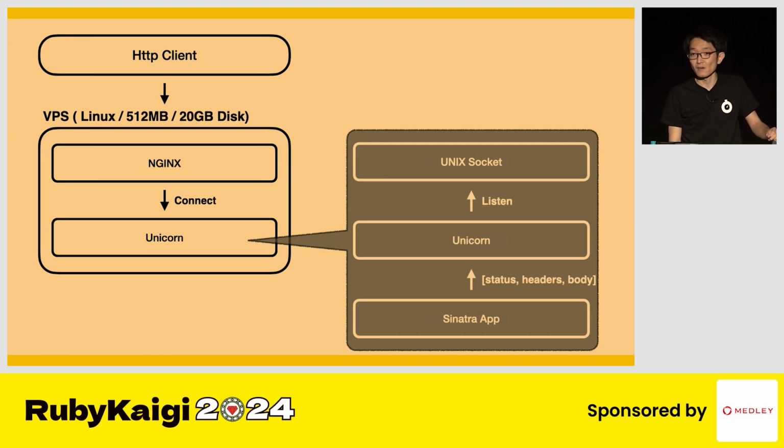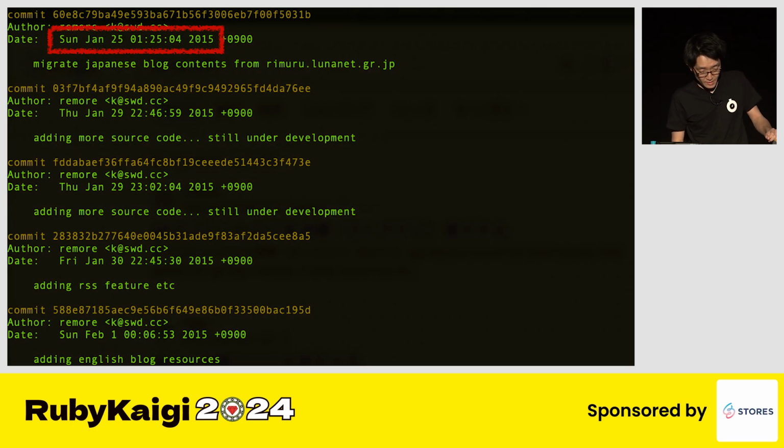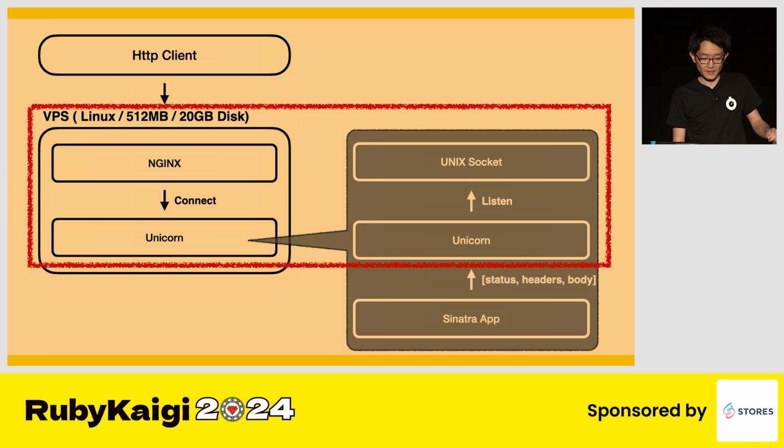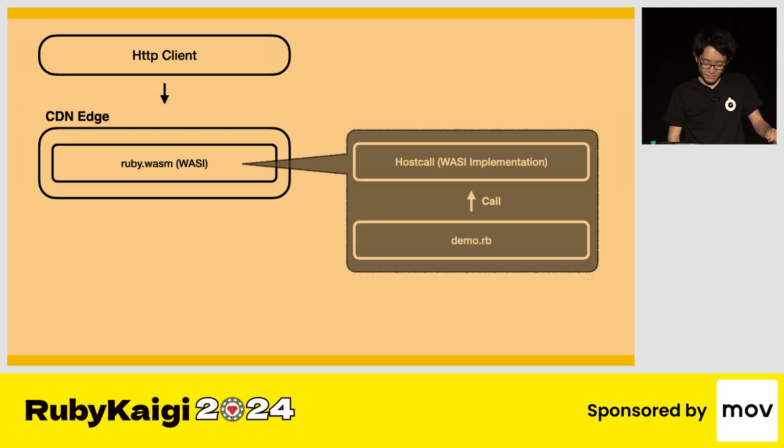Maybe some of you are also running a similar setup for your Ruby application. These are the commands I use to run my blog application, and this is the blog's Git history. The idea again is to turn this red box into the CDN edge. So first, is it feasible? And if it's feasible, what does it look like?